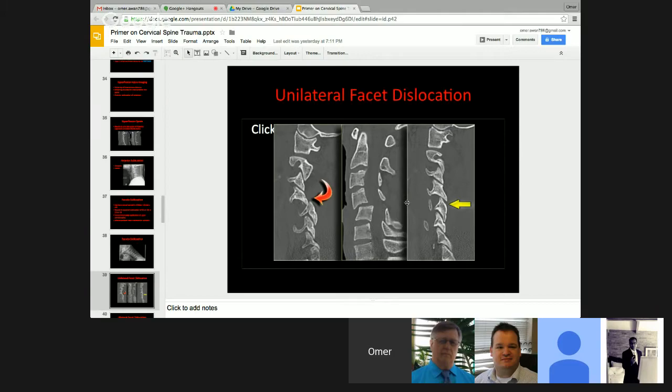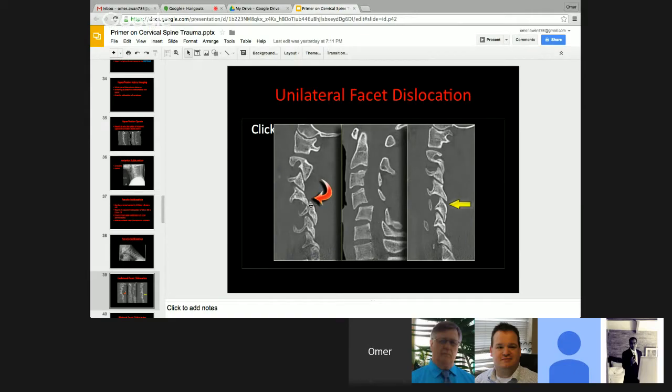Unilateral facet dislocation is a step up above what we've already been talking about. Notice here that we have a facet dislocation. This is not quite on the far right image a perched facet or a jumped facet, but this is diastasis of the facet, because the superior articular facet at this level where the arrow is should really be right here where my mouse is, articulating with the inferior articular facet of the vertebral body above.